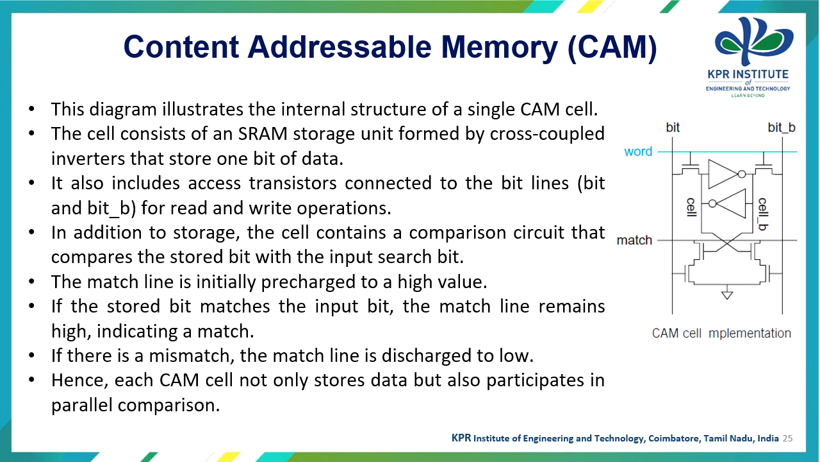Here the diagram shows the internal structure of a single CAM cell. The cell consists of an SRAM storage unit formed by cross-coupled inverters that store 1 bit of data. It also includes access transistors connected to the bit lines for read and write operations. In addition to the storage, the cell contains a comparison circuit that compares the stored bit with the input search bit. The match line is initially pre-charged to a high value, and if the stored bit matches the input signal, the match line remains high, indicating a match. If there is a mismatch, then the match line is discharged to low. Hence, each CAM cell not only stores the data but also participates in the parallel comparison.